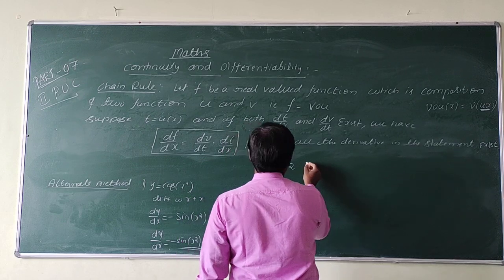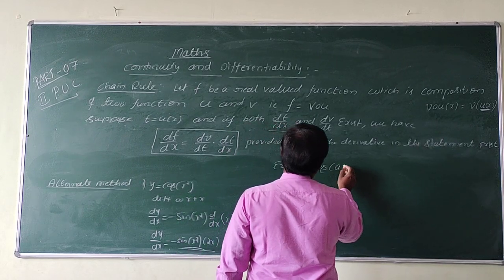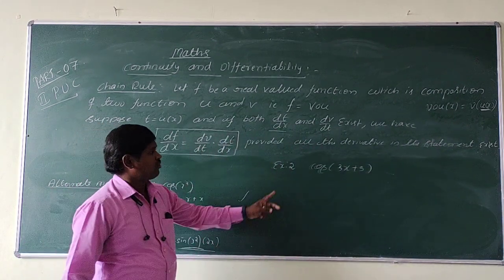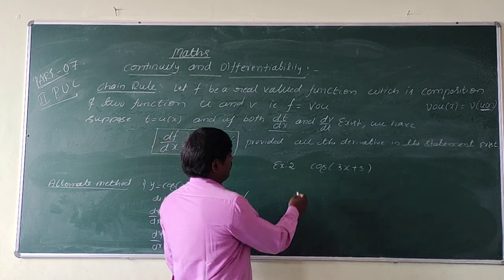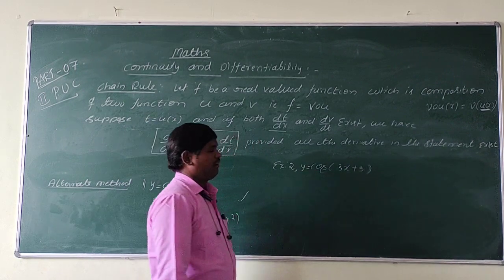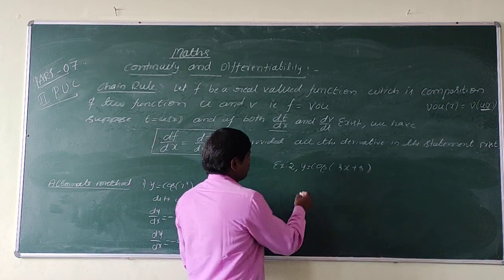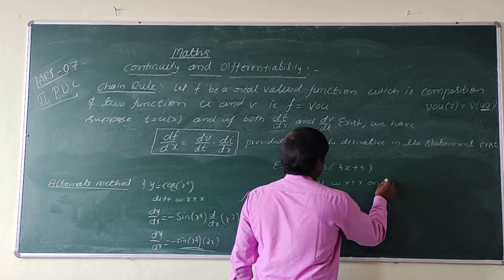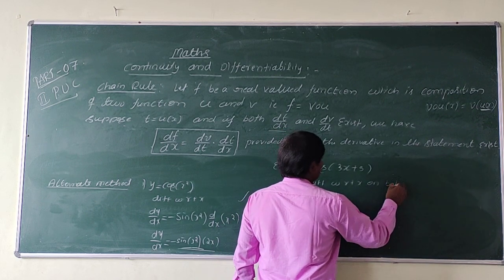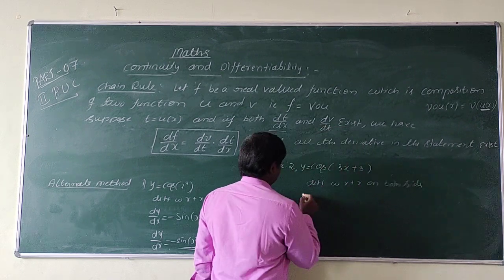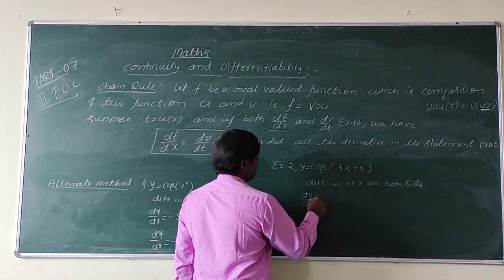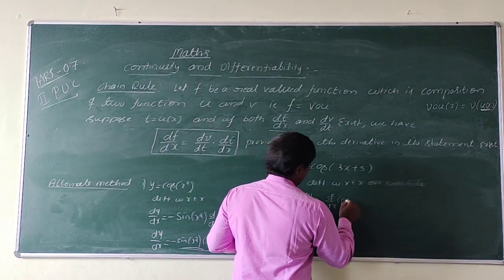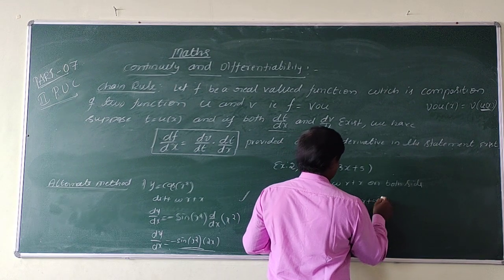Suppose I am taking one more example, that is cos of 3x plus 5. Let y is equal to cos of 3x plus 5. Find the derivative of this function. So differentiate with respect to x on both sides. So dy by dx is equal to d by dx of cos of 3x plus 5.